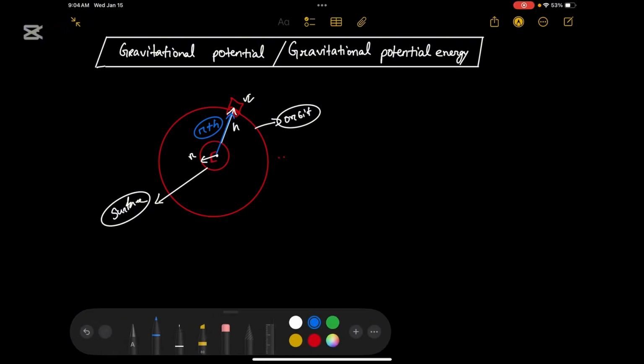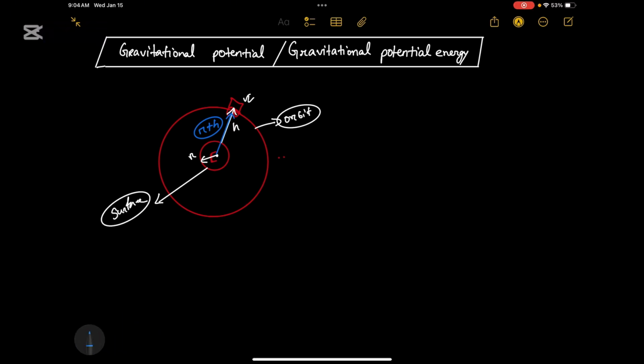Now let's derive the formula of gravitational potential energy. We know U means gravitational potential energy. Gravitational potential energy is gravitational potential into mass, so V into mass, sorry, my bad. This is the formula of gravitational potential energy: gravitational potential into mass.